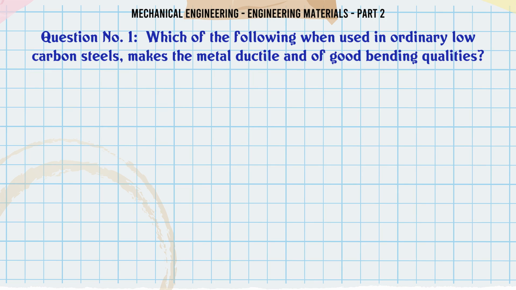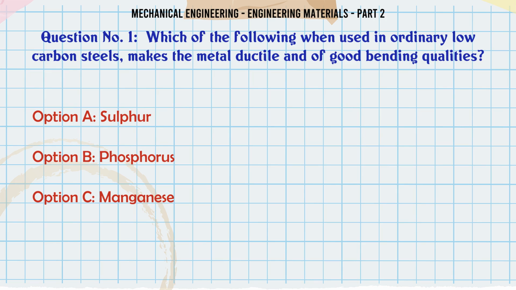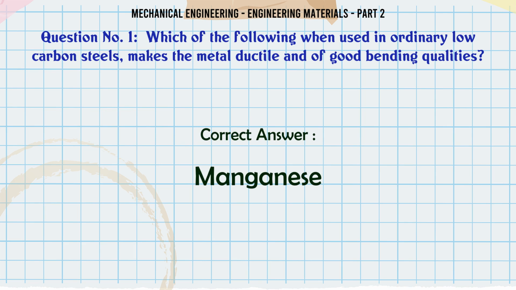Which of the following when used in ordinary low-carbon steels makes the metal ductile and of good bending qualities? A. Sulfur. B. Phosphorus. C. Manganese. D. Silicon. The correct answer is manganese.